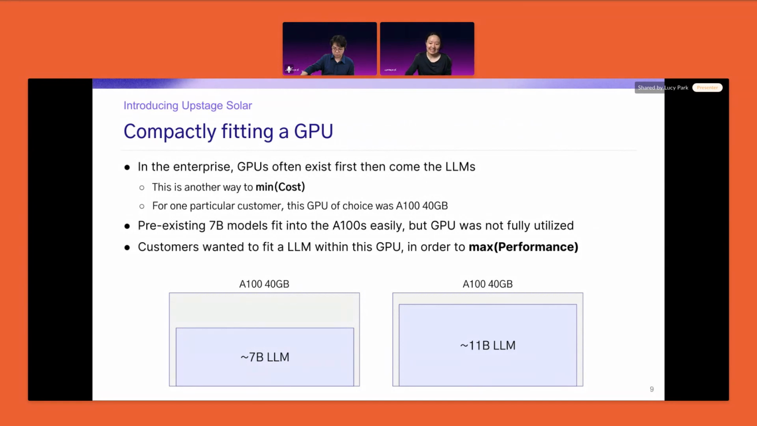Actually, pre-existing 7B size models fit into this A100 easily, but our customer also realized that the capacity of the GPU was not fully utilized. So they wanted to maximize the LLM's capacity to compactly fit within this GPU in order to max performance.